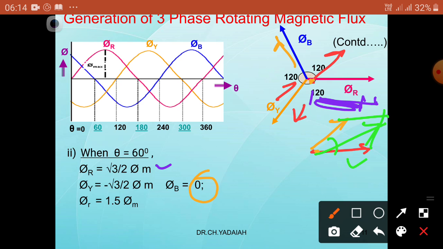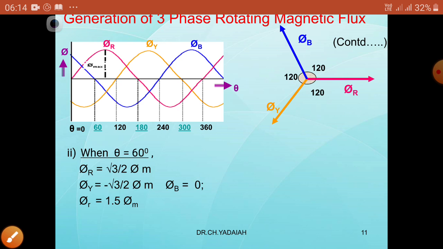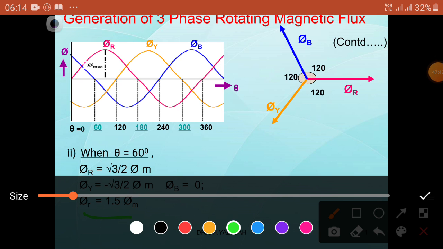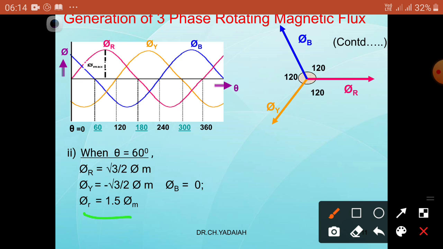So there is phi r whole square under root of phi r whole square plus phi y whole square plus 2 into phi r phi y cos theta. Previously we have the equation that is equal to 2 into root 3 by 2 phi m into cos theta by 2. Then we are going to get 1.5 times of phi m. Okay. So this is the same equation. Okay. 1.5 times of phi m. Okay.